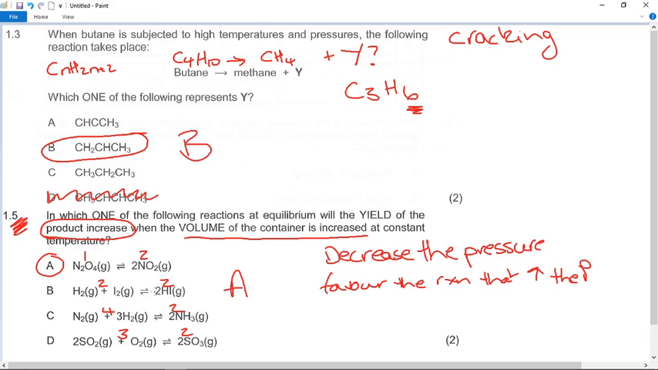If you're not sure, and you know that it's got to do with the moles, check this: there are 2 answers here that will have the same pattern, that there's more moles on the left than on the right.